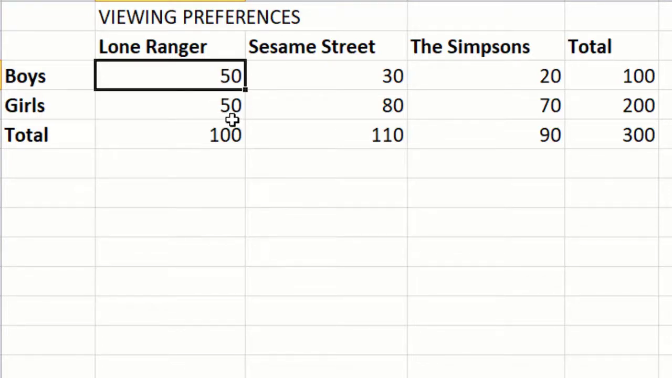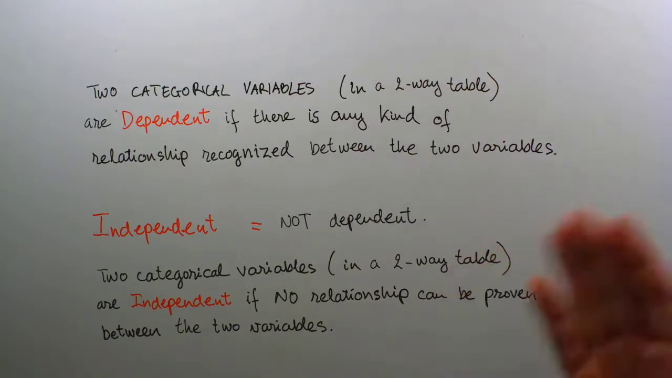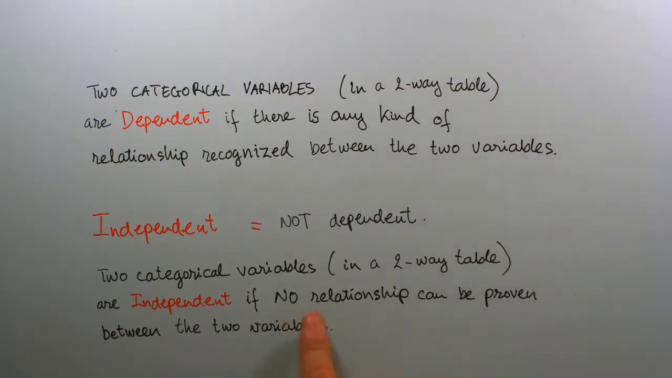And so that's what it means by we fail to prove that the Lone Ranger and boys and girls have a relationship. So that's what the independence between the two categorical variables means: if we cannot find any relationship at all, or none of the relationships can be proven between the two variables. Maybe it's found in some table, but in another table it's different again. And so that's what it says right here. If no relationship can be proven between the two variables, that's when the two categorical variables are independent.